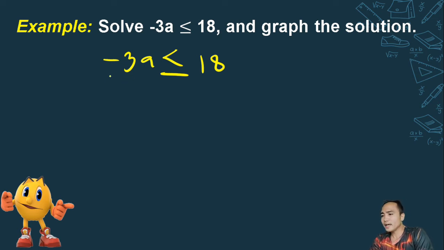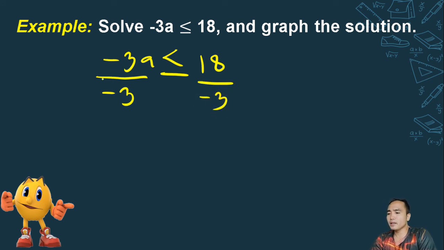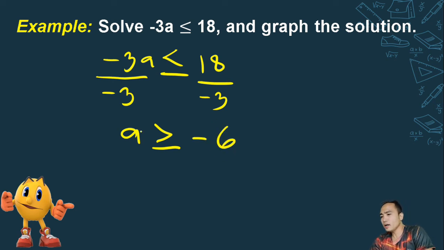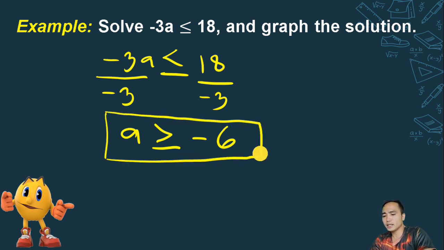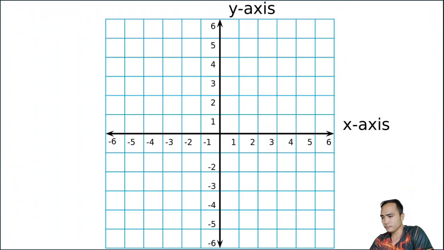Eliminate negative 3 from a. So we're going to divide both sides by negative 3, because negative 3 divided by negative 3 is 1, so 1a or just a. And from less than, we'll have greater than or equal to. So 18 divided by negative 3 is negative 6. Therefore, our solution is a greater than or equal to negative 6.